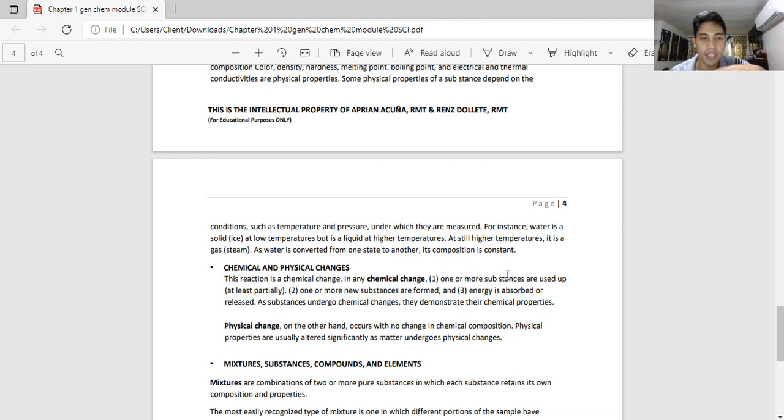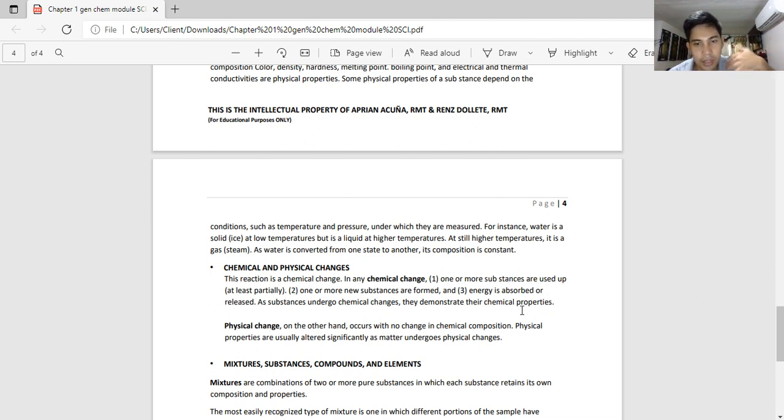For chemical and physical changes, this reaction is a chemical change. In any chemical change, one or more substances are used, at least partially. One or more substances are formed. In a chemical change, you have your three rules. Number one, one or more substances are used, at least partially. Number two, one or more substances are formed during the chemical change. Number three, energy is absorbed or released as a substance undergoes chemical change.